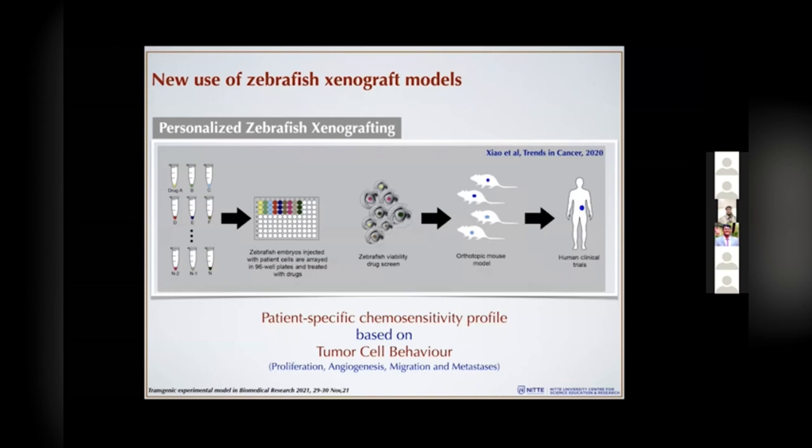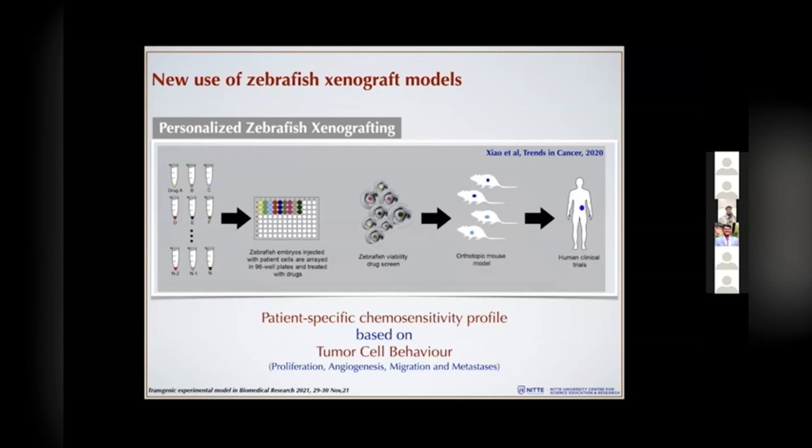So the same patient cells in different zebrafish embryos are treated with different drugs. Some of them will die, some of them will not. The ones that are dying, that means that particular drug is chemosensitive. That means it is able to kill the cells. So that will give you an idea which drugs can be given for a particular patient. Of course, once you do that, you look at orthotopic mouse models to confirm in a mouse system, and then finally you can do the clinical trials.